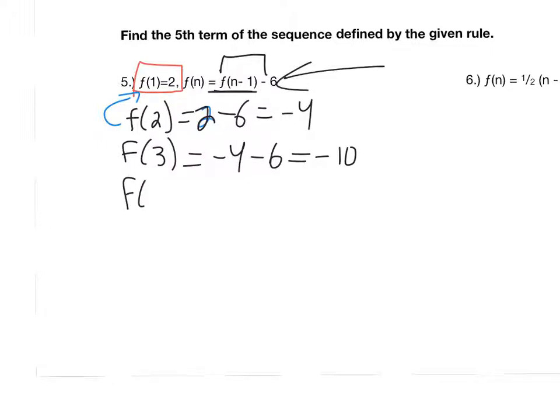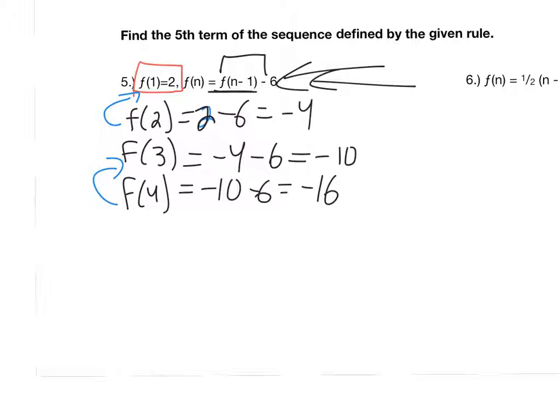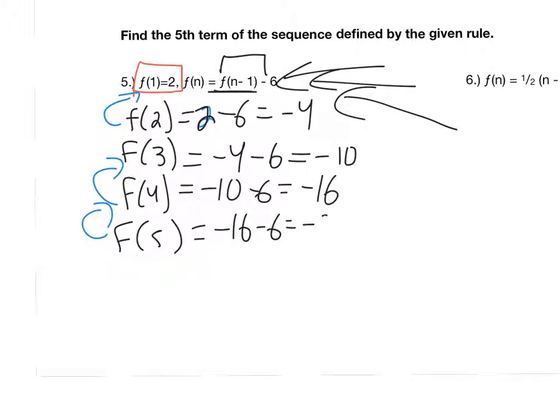F of 4. This is our rule, so again, it's our previous term. If we're doing f of 4, our previous term was f of 3, right? So that would be negative 10 minus 6, which is negative 16. And last, f of 5. Again, this is our rule, so it's our previous term, which is negative 16, minus 6, which is going to be negative 22. That would be your fifth term in the sequence.